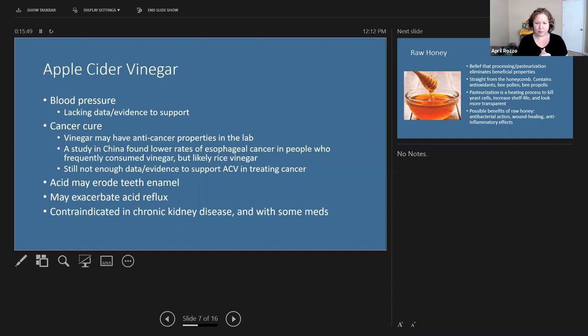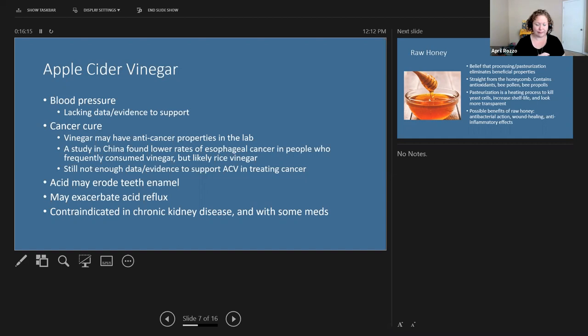The other things to consider, if you drink straight apple cider vinegar, it can erode your teeth enamel. And drinking apple cider vinegar, even if it's diluted in water, getting that extra acid can exacerbate acid reflux. It is also contraindicated in chronic kidney disease and with certain medications. So very important to talk to your doctor.